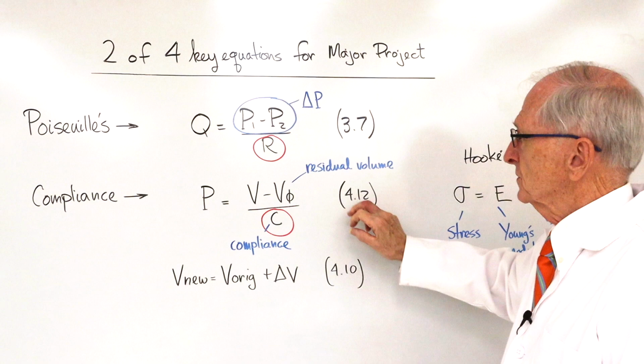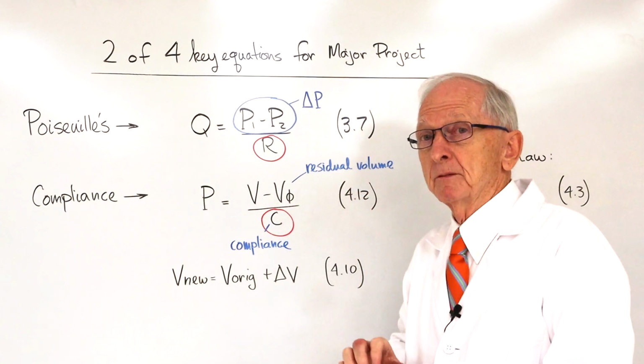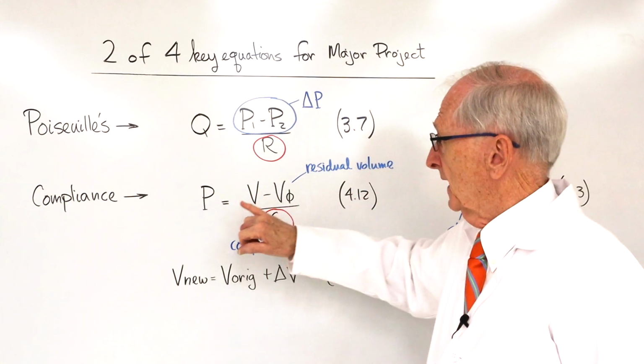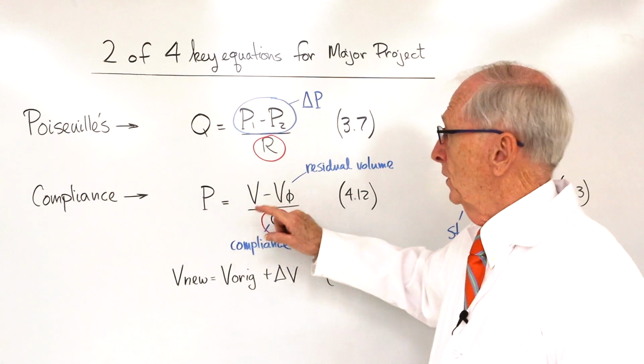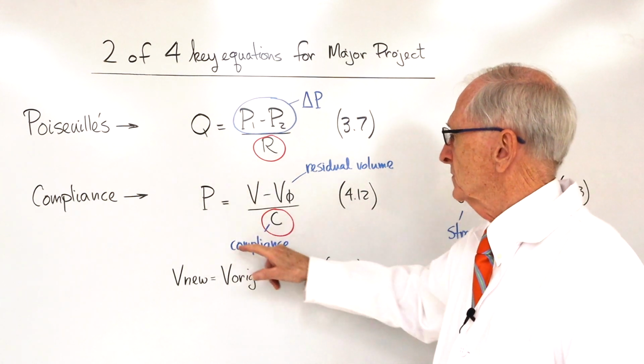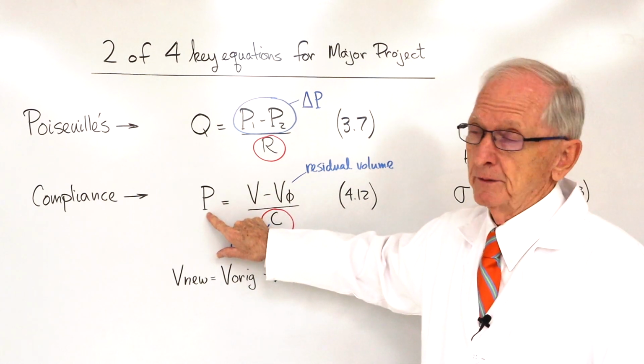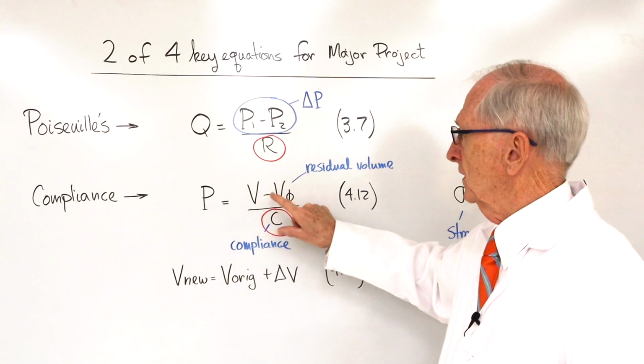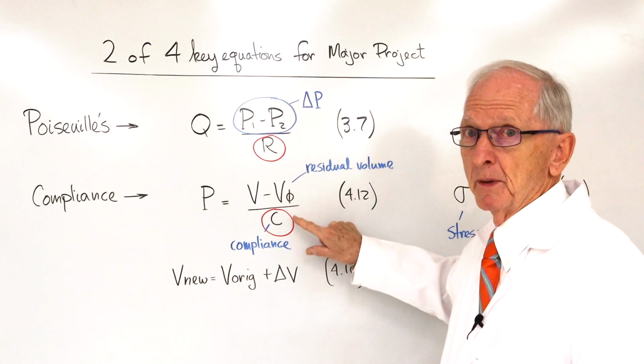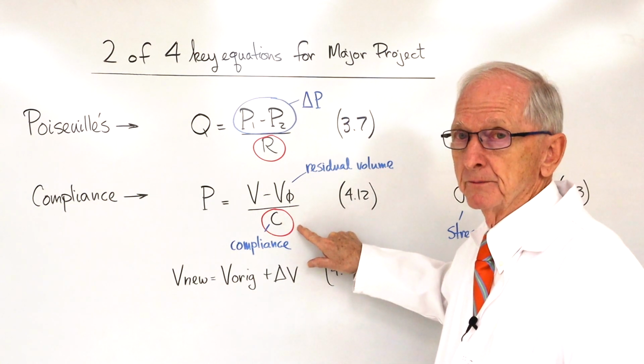If that organ happens to be a compliant blood vessel, something that has pressure and volume, we use the compliance equation 4.12, which says that the pressure inside that vessel is equal to the excess volume over the residual volume divided by the coefficient of compliance.